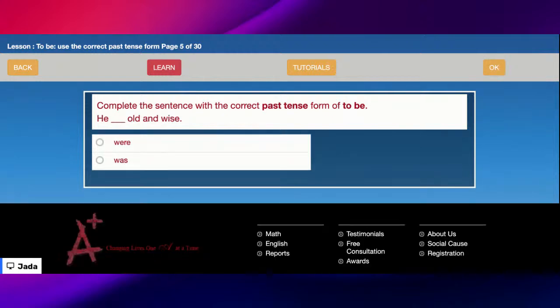He dash old and wise. What's the perfect answer here? He dash old and wise. Okay, he was good.